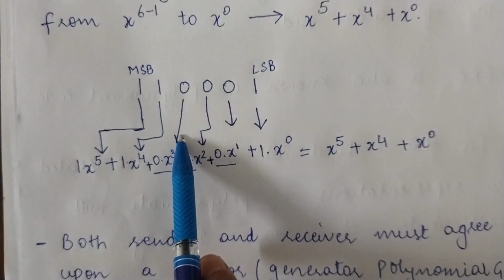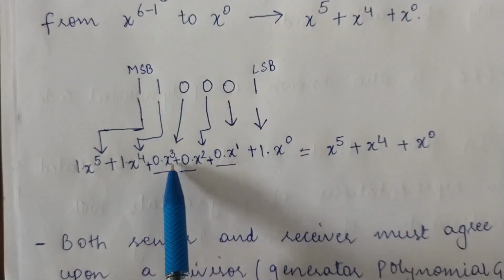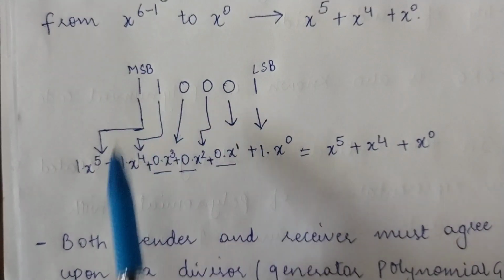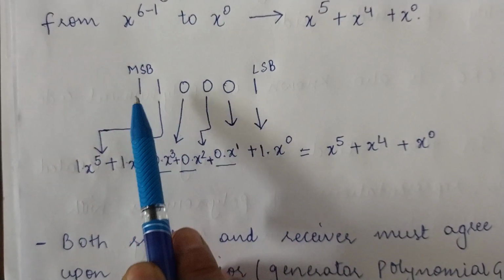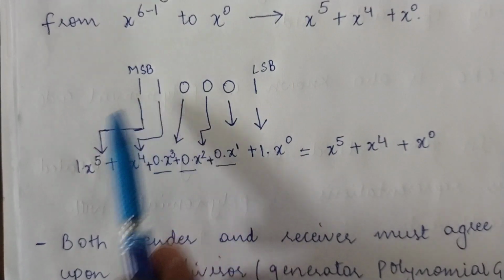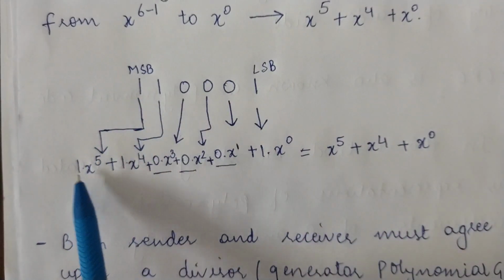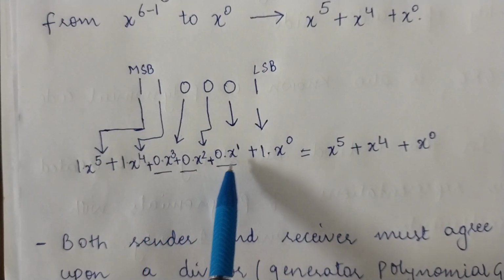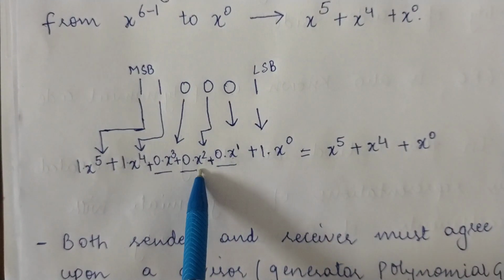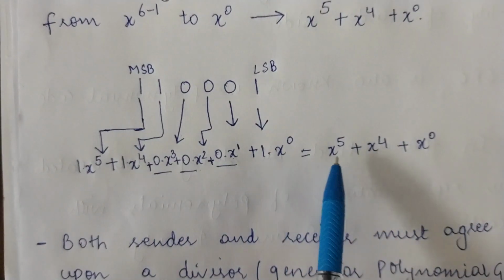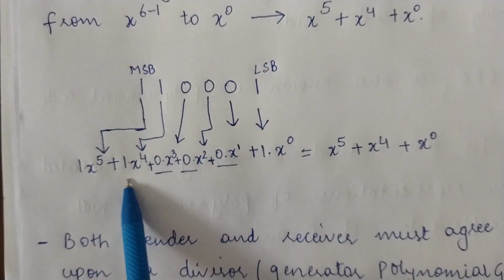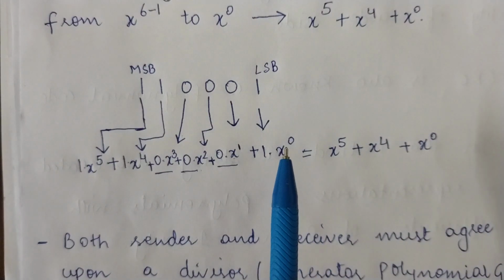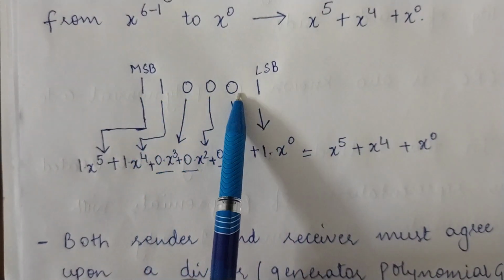This is the third bit. The coefficient is 0 into x to the power 3. Then this is the fourth bit. The coefficient would be 1 into x to the power 4. And this is the fifth bit, so the coefficient would be 1 into x to the power 5. Anything multiplied by 0 gives us 0. Hence we do not have x to the power 1, x to the power 2 and x to the power 3 here. The rest we have: x to the power 5, x to the power 4 and x to the power 0. So this is the polynomial that has been generated out of this bit string, right?